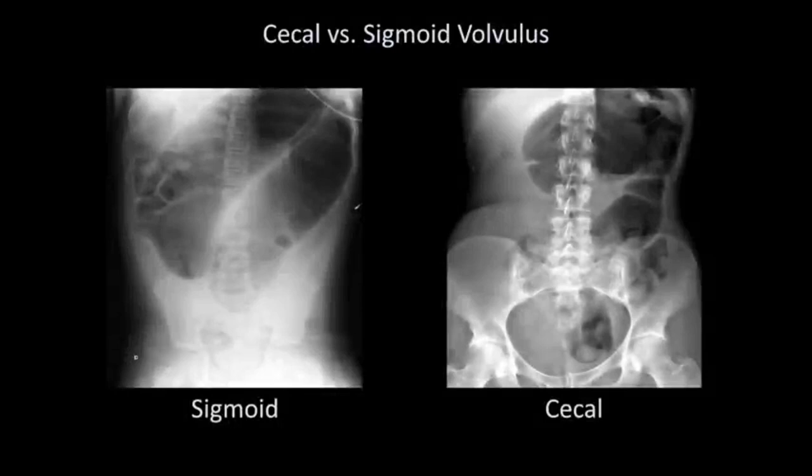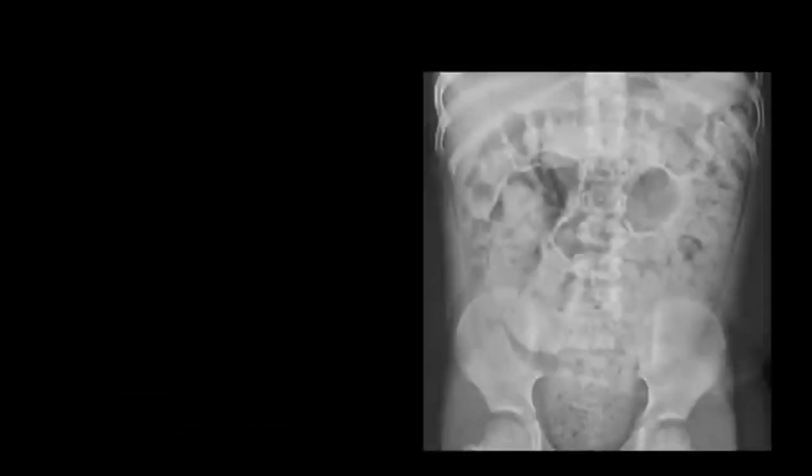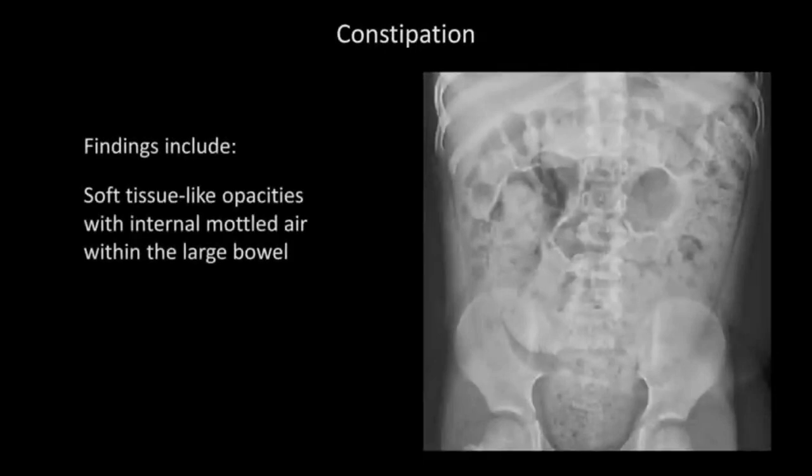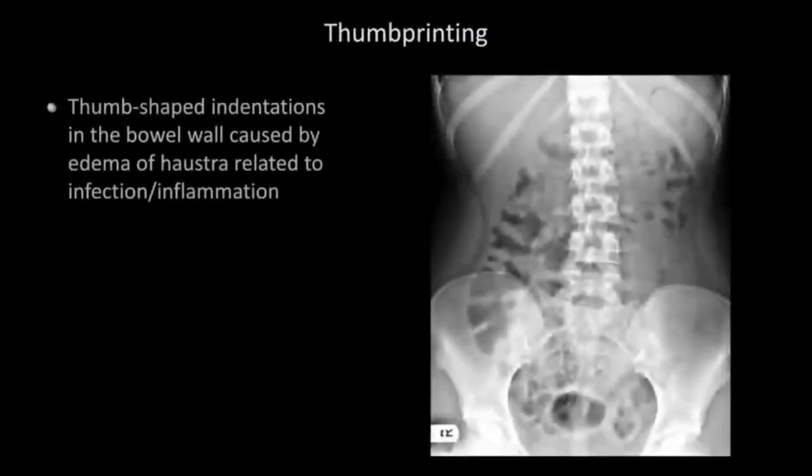Okay, so let's apply this approach informally. We have an upright film here on the left and a supine film here on the right, and the history that you're given is abdominal pain, rule out free air. So, once we've looked at the quality of the x-rays, we can start looking for pathology. Let's start with step 1, looking at all the things that are very dark, aka looking for air.